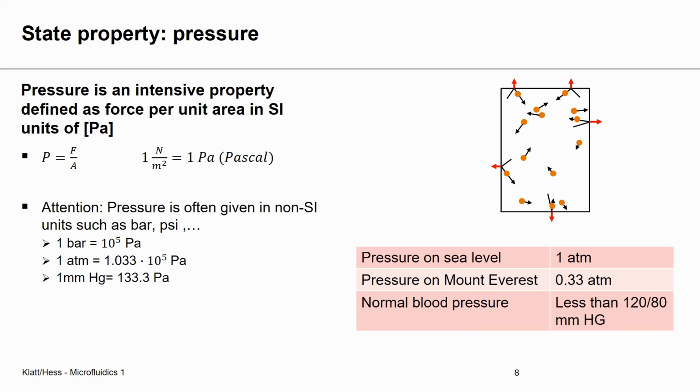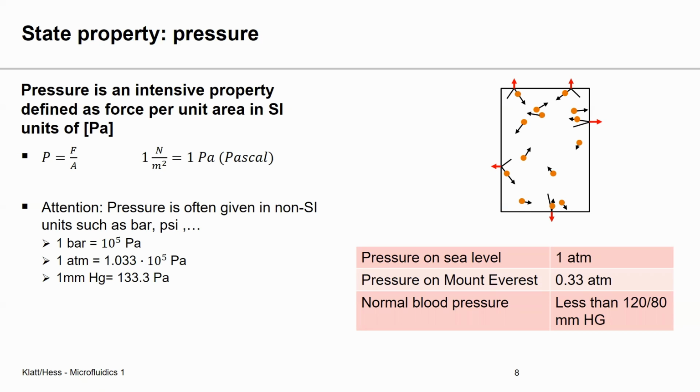And the force that acts on the wall can be interpreted as a pressure. Okay, so the higher the pressure, the more hits there are from atoms inside the container on the container wall. And this is how we imagine pressure if we consider individual atoms. And on the right-hand side in the lower part, you can see some common values of pressure.